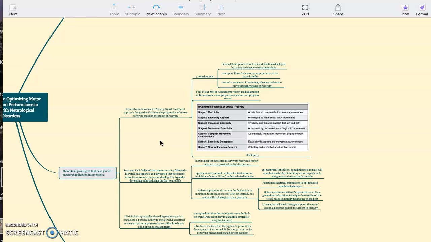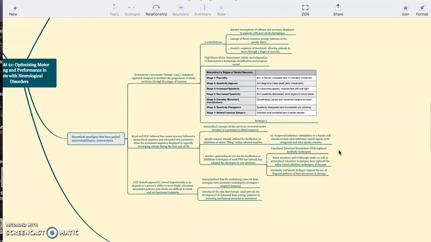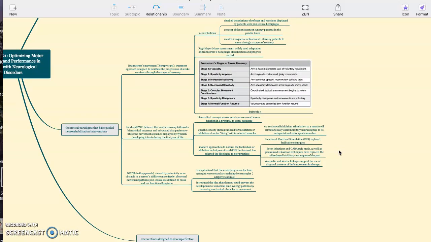Three major contributions from this theory are the detailed descriptions of reflexes and reactions displayed by patients with post-stroke hemiplegia, the concept of flexor-extensor synergy patterns in the paretic limbs, and a sequence of treatment allowing patients to move through 7 stages of recovery. This theory also produced the Fugl-Meyer motor assessments, a widely used adaptation of Brunnstrom's hemiplegia classification and progress record. Here's a picture of the stages of stroke recovery according to Brunnstrom.